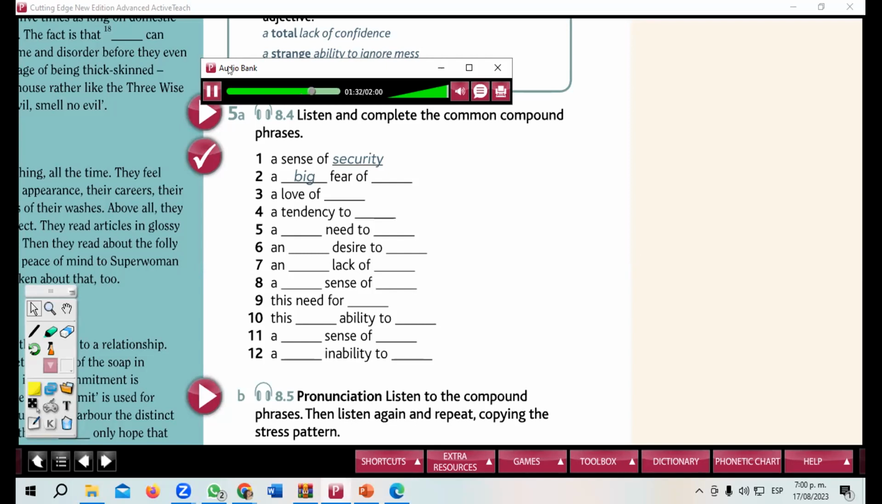10. You can't keep secrets from Alex. She's got this strange ability to read your mind. 11. Oh, I'm so glad I've done all that filing. It's given me a weird sense of achievement. Twelve. It's no good talking to Andy. He's got a complete inability to see other people's point of view.